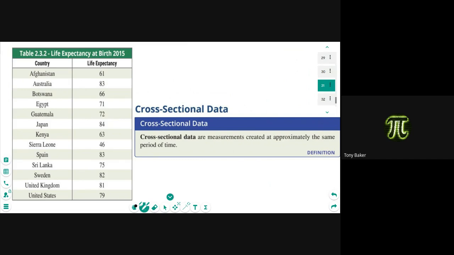Sierra Leone is, oof. Well, I know, it's not a very hospitable place. And remember last class, we were talking about the US back in the early 1900s, in 1903, the average life expectancy was 46. So industrialization really helps improve life expectancy.